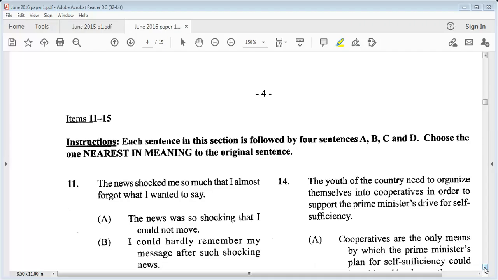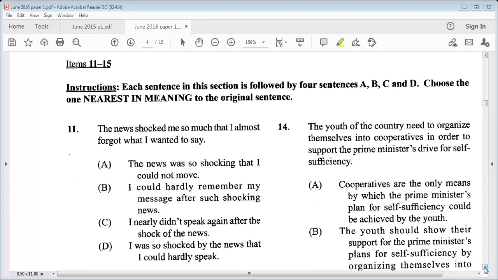The instruction says, each sentence in this section is followed by four sentences, A, B, C, and D. Choose the one nearest in meaning to the original sentence. 11 says, the news shocked me so much that I almost forgot what I wanted to say. So which sentence is nearest in meaning to this one? Well, B would be the one nearest. It says, I could hardly remember my message after such shocking news.